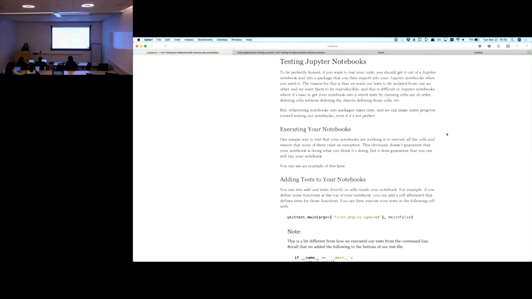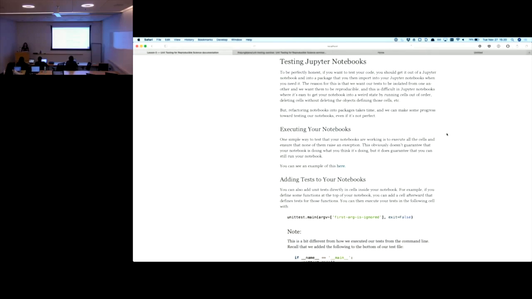And it's really easy to kind of mess up the state of your Jupyter Notebooks because of how Jupyter Notebooks sort of manage the global state. And you can do this by running cells out of order, or deleting cells without explicitly deleting the objects that were defined in those cells, and stuff like that. And so it's kind of tricky to make sure that you have a clean, isolated, identical environment inside a Jupyter Notebook, and we sort of want that clean, isolated, identical environment for our unit tests. But refactoring code into packages takes time.